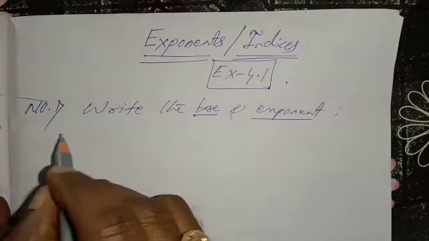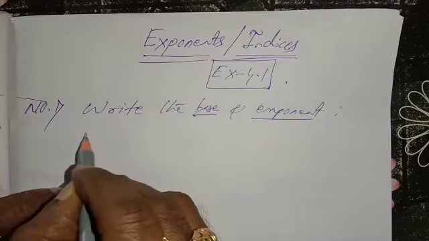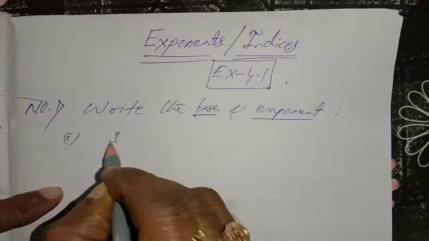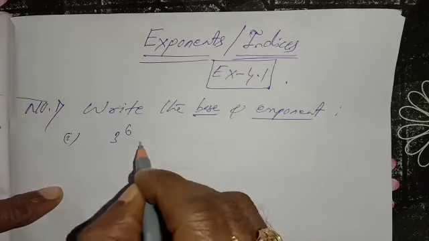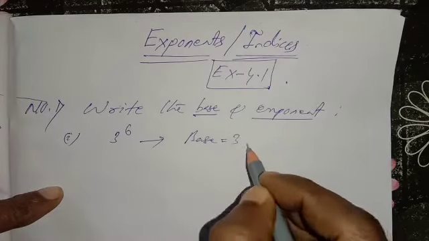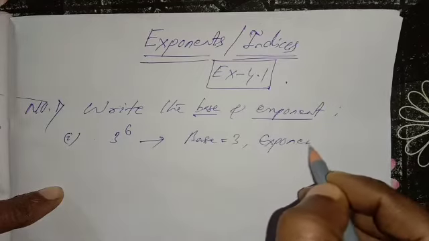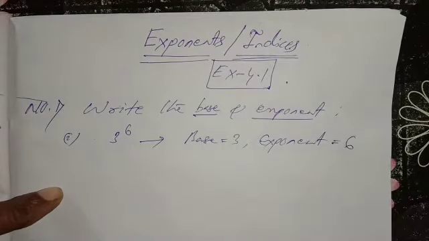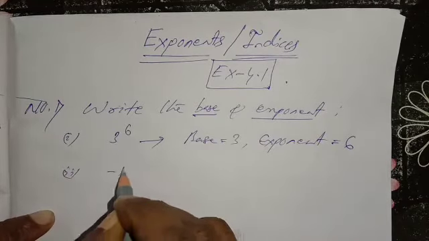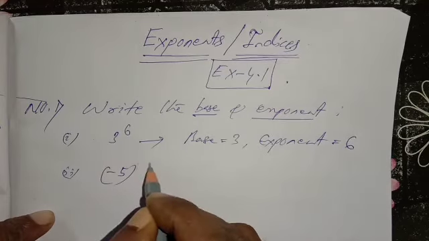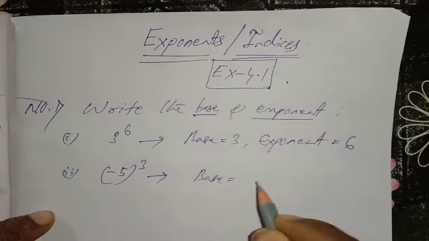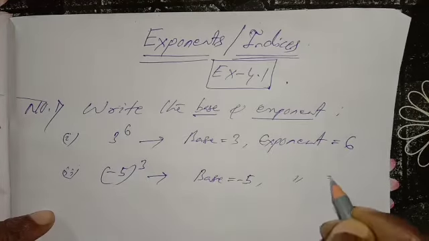I am doing from the beginning, from the 1. From the 1, they are asking to write the base and the exponent in the following. First part given 3 to the power 6. In this case, base is 3, base equal to 3, and exponent is equal to 6. This is base, this is exponent. Second part, minus 5 whole to the power 3. Here base equal to how much? Minus 5, and exponent is equal to 3.